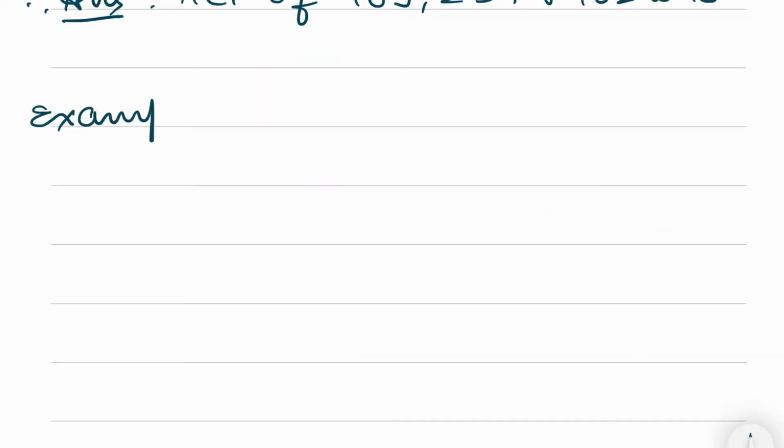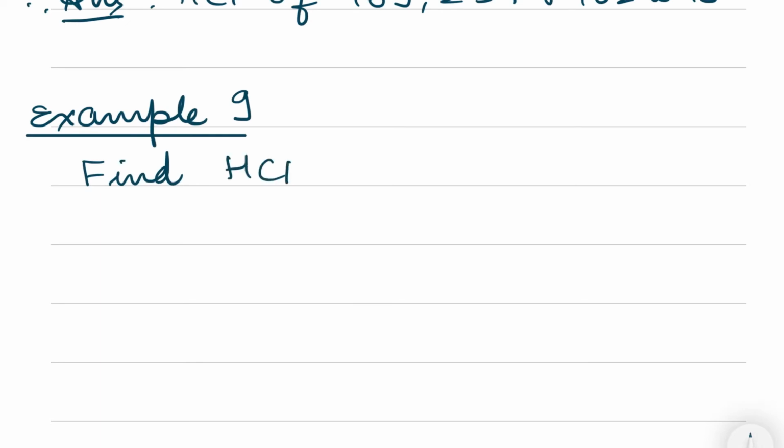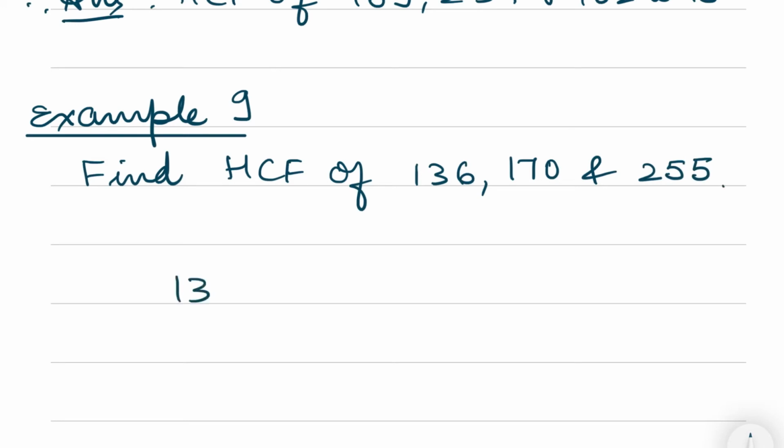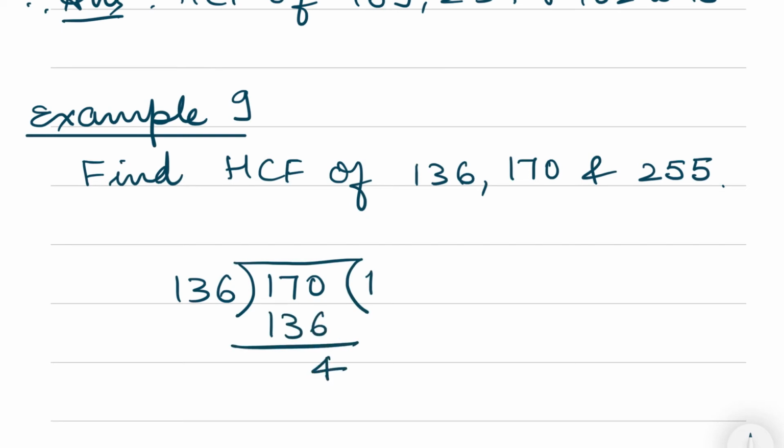Let's take another example. Example 9. Find the HCF of 136, 170 and 255. So we'll take the first two numbers. So 136 becomes the divisor and 170 becomes the dividend. On dividing we get 1 time 136. So we have 34 here.